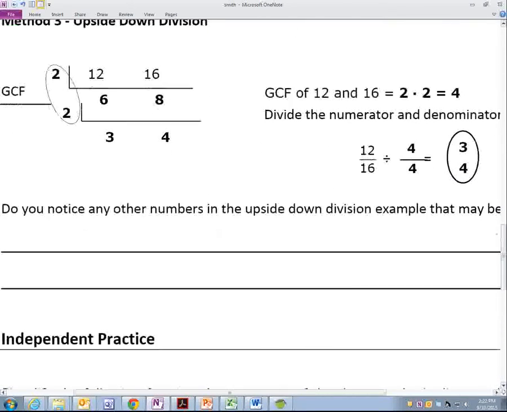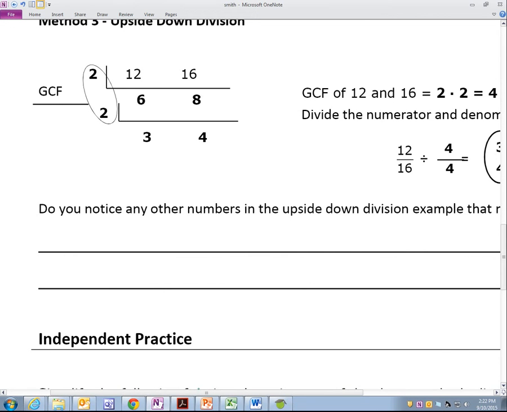Then we have the ladder method. Then we have the ladder method, or the upside-down box method, or the upside-down division method, or the step method. So the first one that we put down is the numerator. So I'm going to put numerator, denominator.